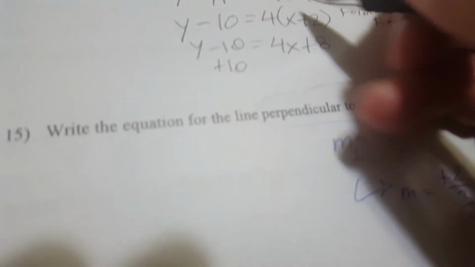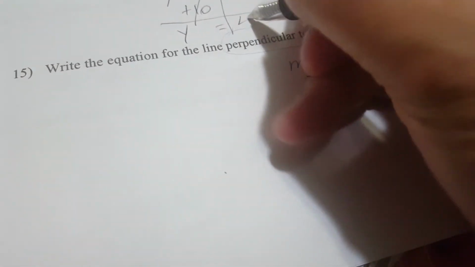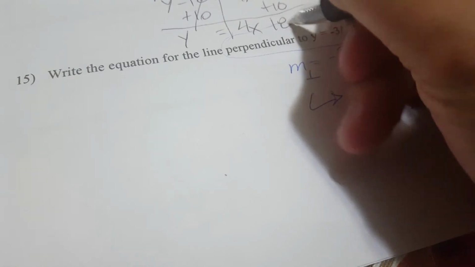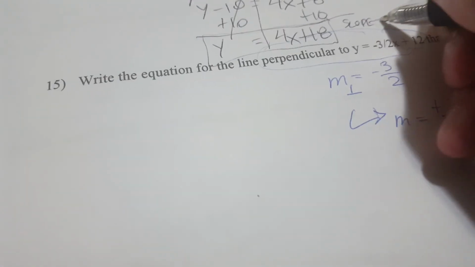Okay, so now let's add 10 to both sides. So now when I do that, I'm going to wind up with, let's cancel that 10 right there. Okay, so this is just going to be y equals 4x. 8 plus 10 is 18. And we're done. Okay, and this right here is slope-intercept form.